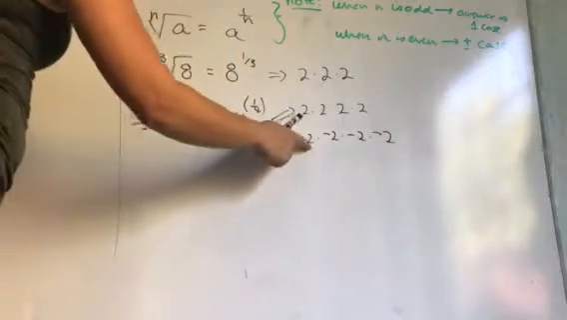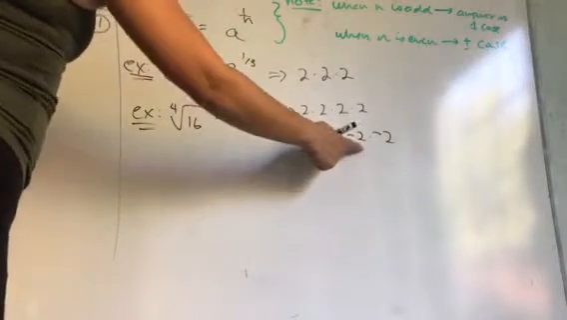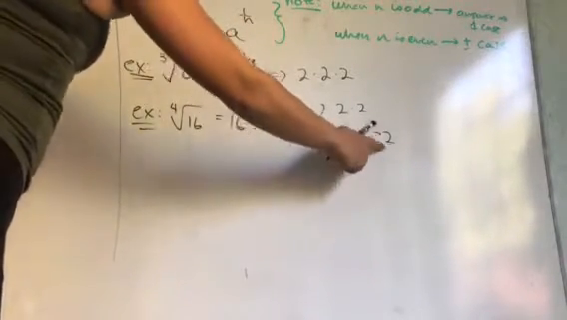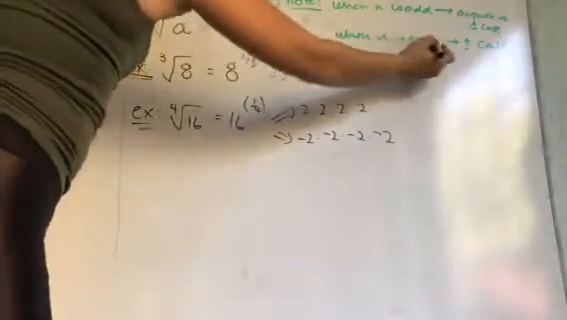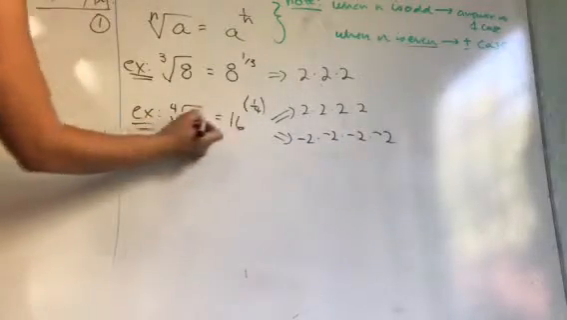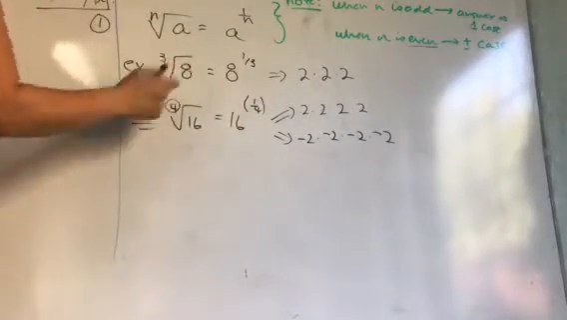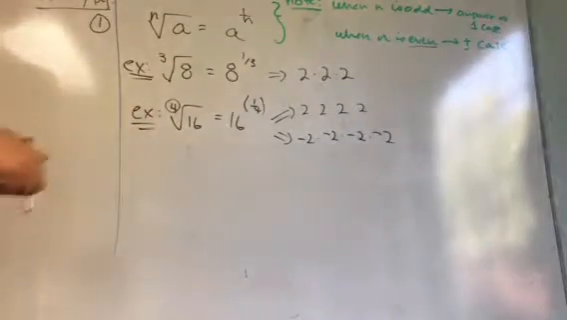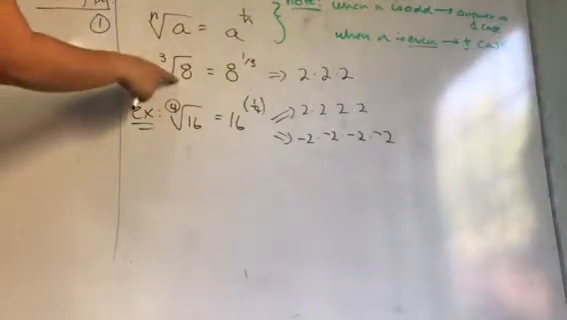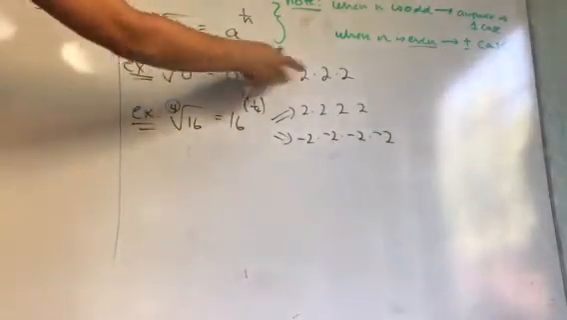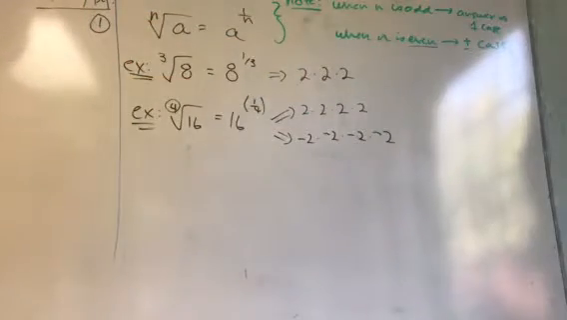Because negative 2 times negative 2 is positive 4, times negative 2 is negative 8, times negative 2 is positive 16. That's why we have a plus and minus case whenever our n is even. And if it's odd, like in the first case, we only have one case. If this was negative 8 in there, the answer would be negative 2, but it can't be positive and negative 2. So that's notation and definition number 1.